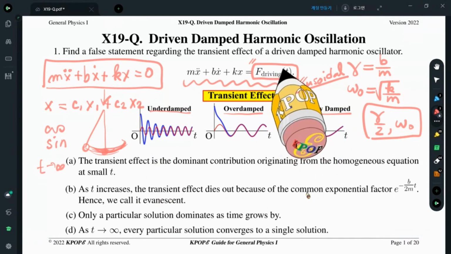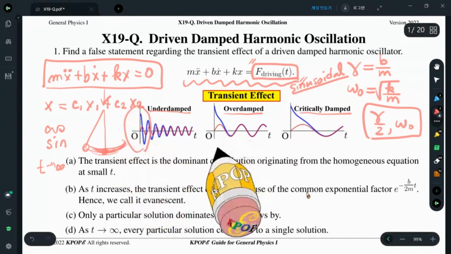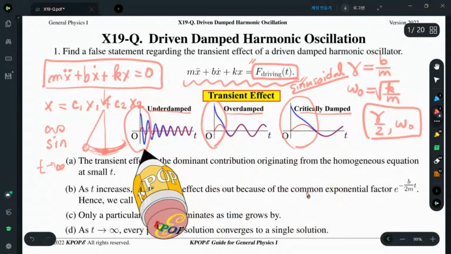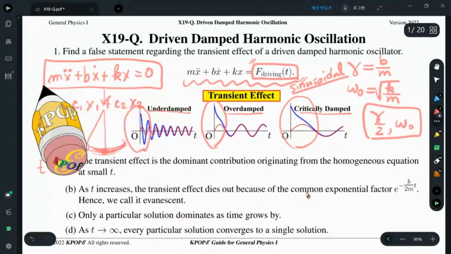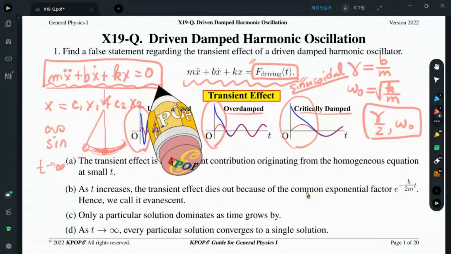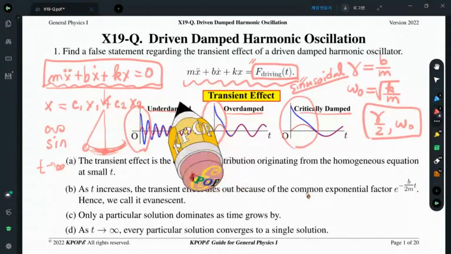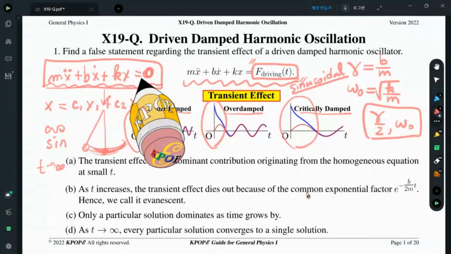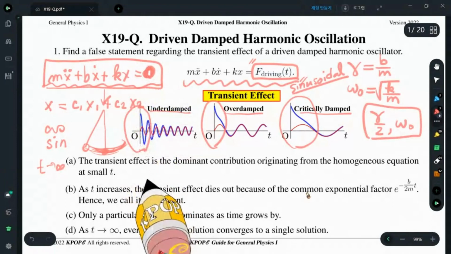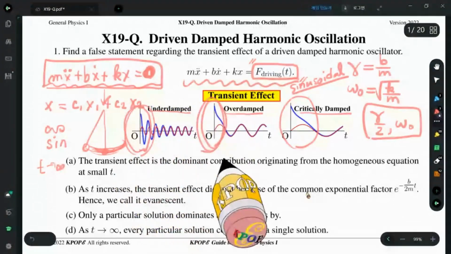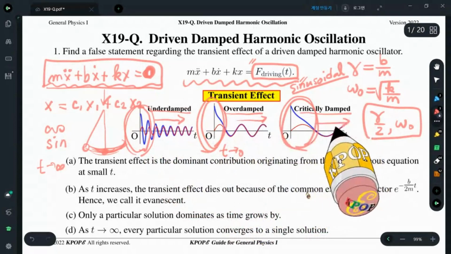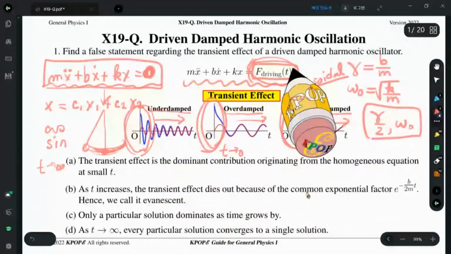When you turn on a system, suddenly, and as time goes on, this kind of behavior disappears. That is actually originated from our solution for the simple harmonic oscillator without driving force. That is called, from a mathematical point of view, the solution of the homogeneous equation, that is, the right-hand side is exactly zero. On the other hand, from the physical point of view, there is a rapid change when t is very small. And as time goes on, the solution is very similar to the driving force itself, except for the amplitude.